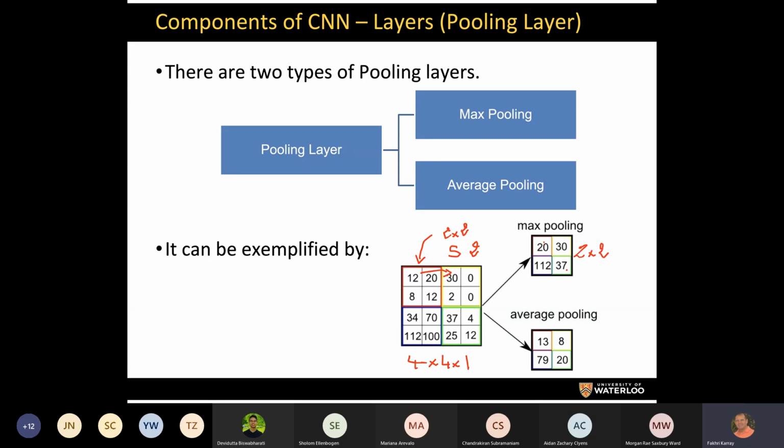The same thing for average pooling. We take the average of all these elements, and then we assign it this particular number. We take this number here, divide it by 4, and it gives us a value of 8. The same thing here, we divide it by 4, so it gives us this number. The same thing here, and we take this value. So that's how we do this type of pooling, which we also call subsampling.